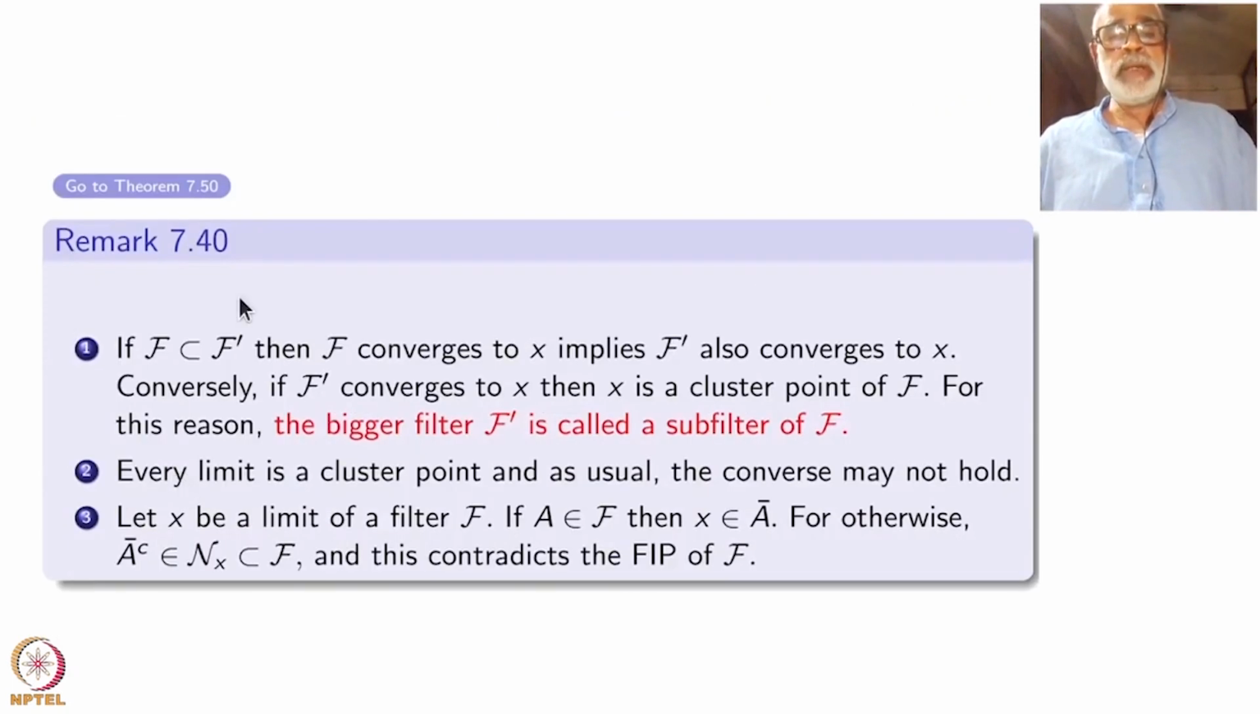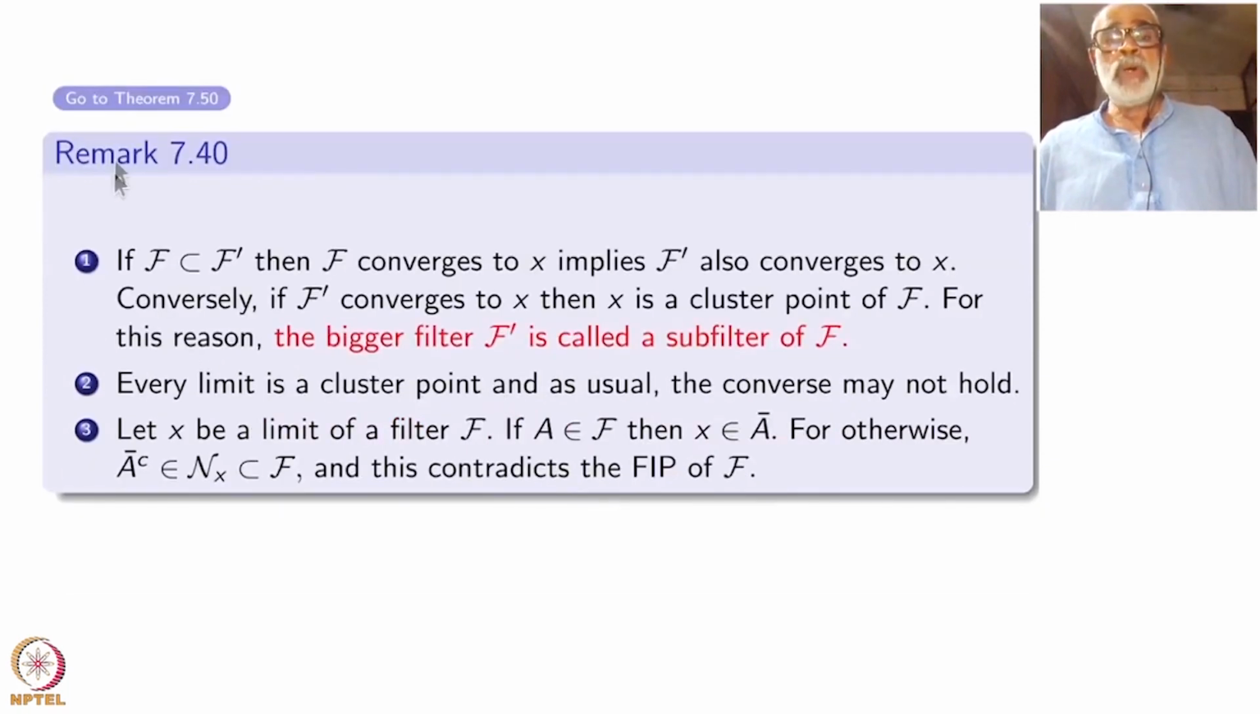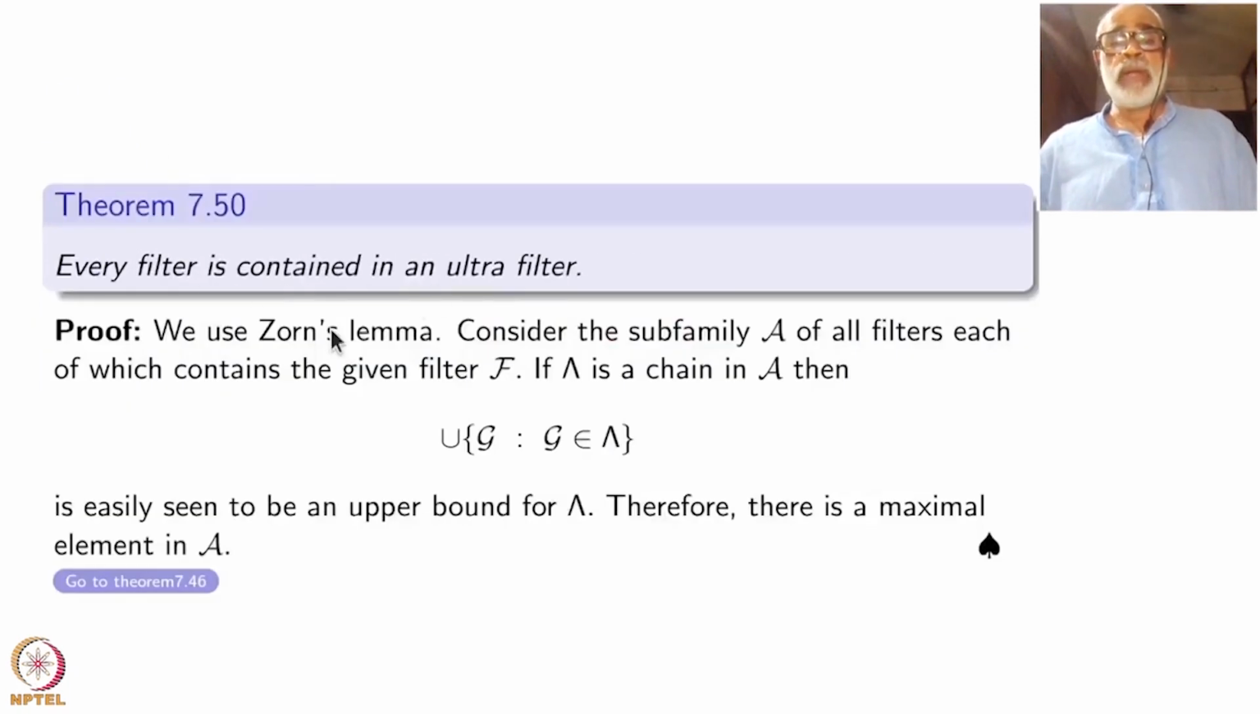So first let us look at this remark, which says that if F is contained inside F prime, then F converges to X implies F prime also converges to X. Conversely, if F prime converges to X, then X is a cluster point of F. So this is what we just have used. We will keep using this one again. All right. So next we have this one. Every filter is contained in an ultrafilter. So that also we will be using.